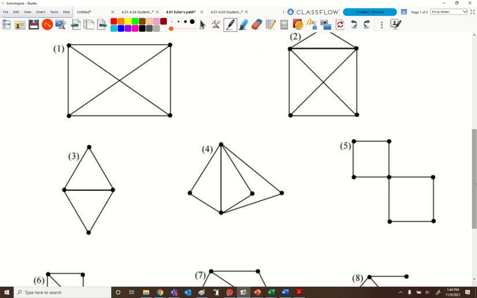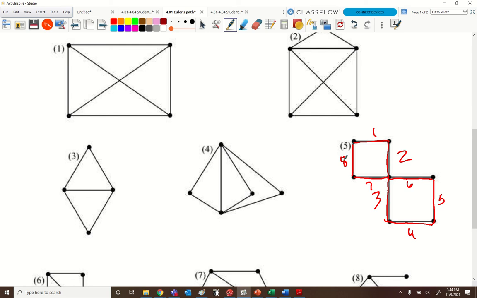So in number 5, I'm going to trace it out, and it says number your paths as we go. So this is going to be 1, 2, 3, 4, 5, 6, 7, 8. So, did I start and end at the same place? Yes, I did. I started and ended at the same place here. So, what type of circuit is this? Euler's, right? That's going to be Euler's.